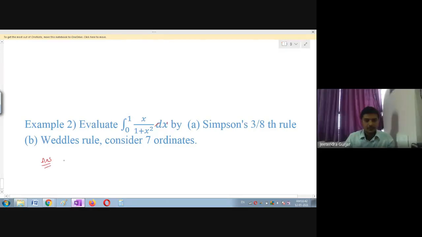Please try. Okay. So for Simpson's 1/3, first one A, you will get 0.346. And for B, it is 0.3466. So it is nearer approximate values.